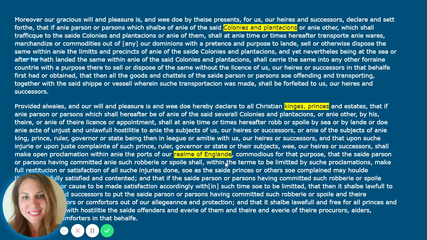And then the realm of England. A realm is like the vicinity of a monarchy, and so the realm of England is talking about the monarchy of England. And of course, now we don't recognize the monarchy as being our government. So any documents written, especially after our Declaration of Independence, would not refer to the realm of England, because that would not be our monarchy.